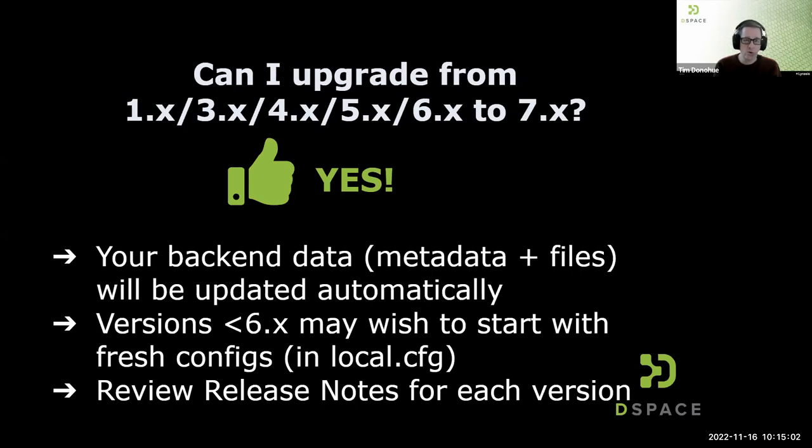to update from any old version of DSpace. If you are updating from an older version, though, you may want to consider starting with a fresh configuration on the back end because there were some major configuration changes in DSpace 6. If you haven't looked at those yet, you'll probably want to anticipate that during your upgrade process if you're coming from 4 or 5 or even earlier. And I also do stress that if you're upgrading from a really old release, like 3 or 4, you want to check the release notes for each version that you're jumping over, just in case there are important updates there that may impact your local installation or things that you use.